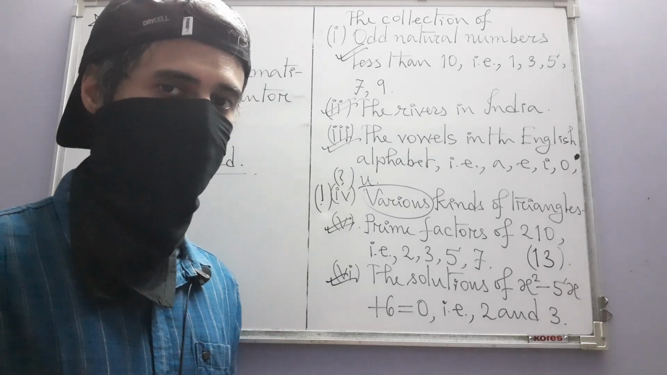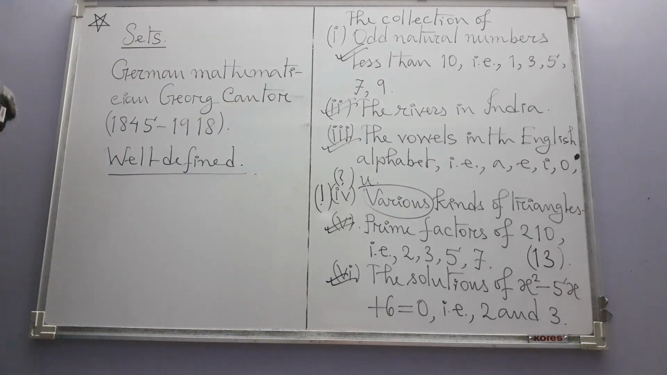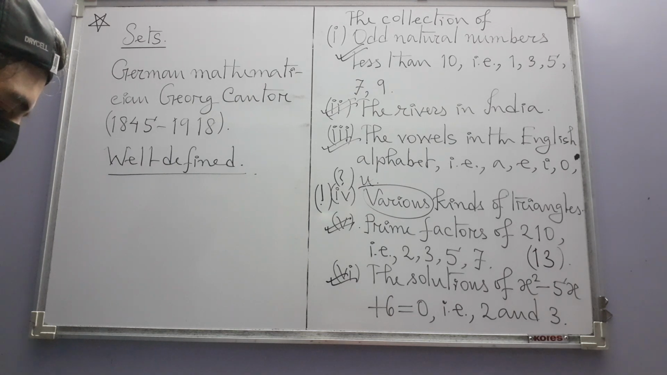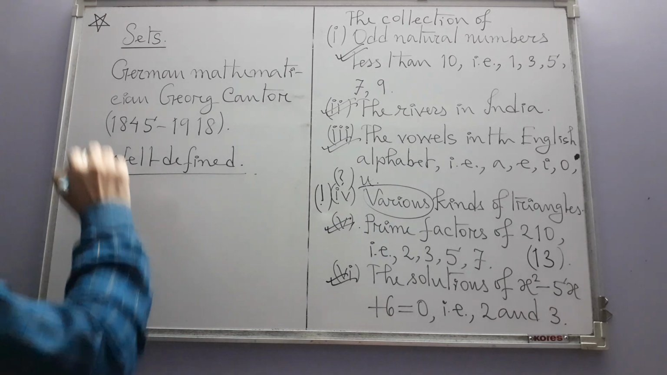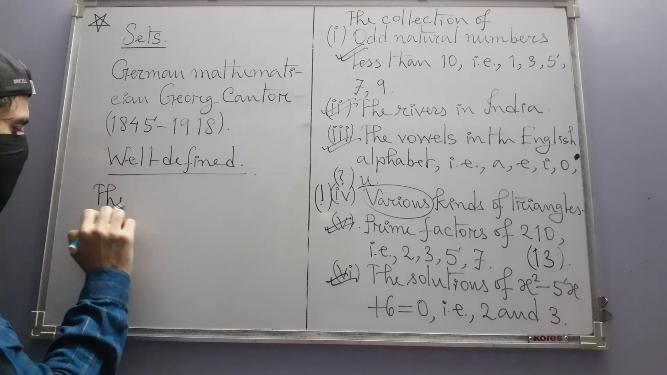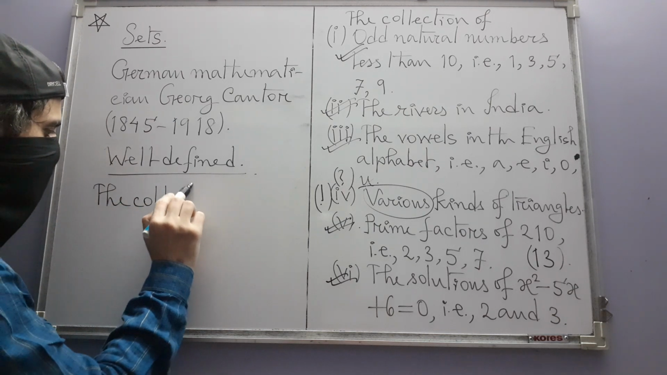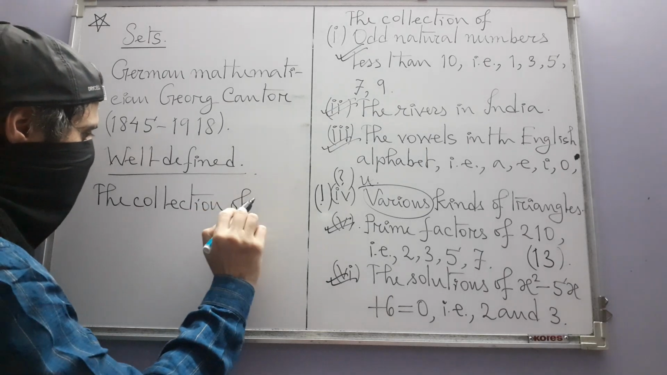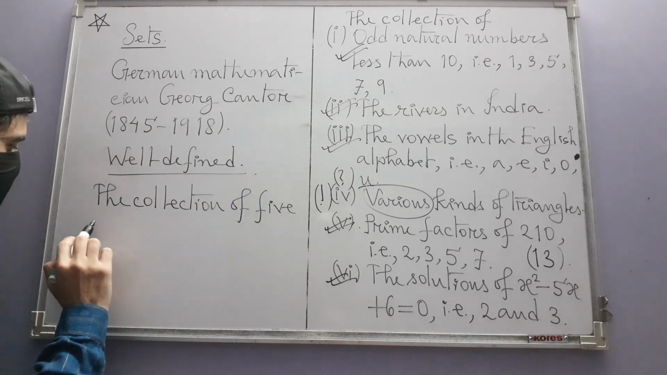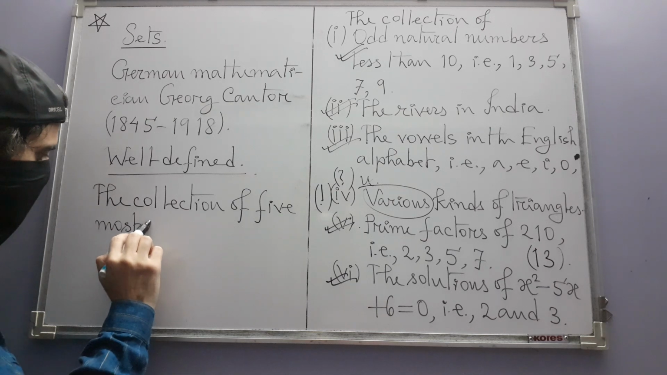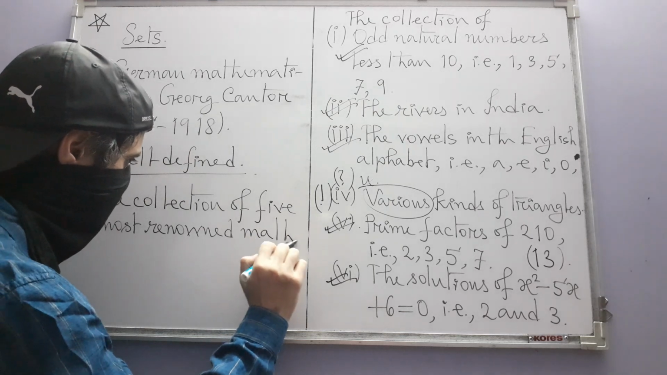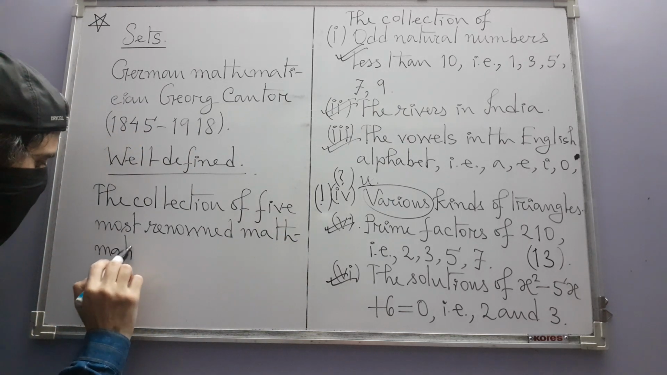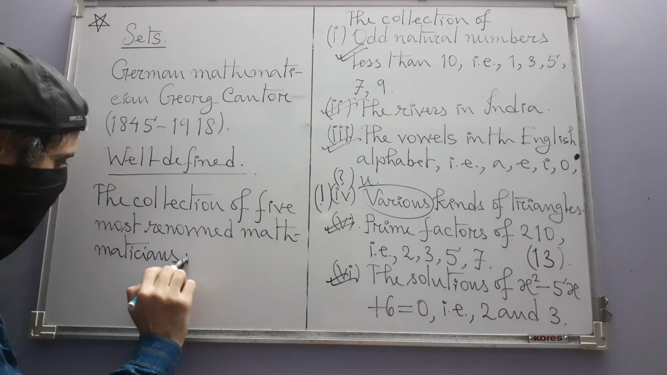Now let's see one collection which is not well defined. And in the text it's given that, what was it? I forgot. Oh yes, the collection of 5 most renowned mathematicians in the world.